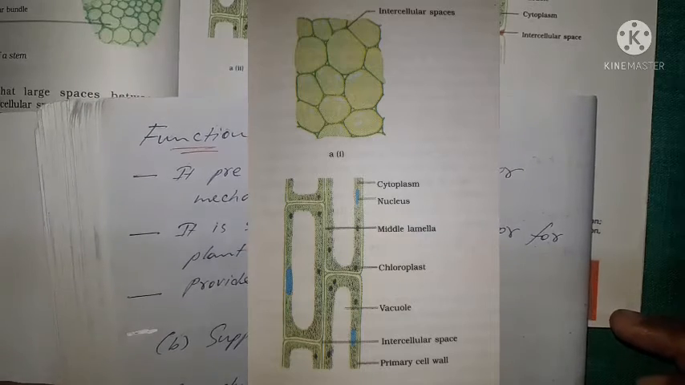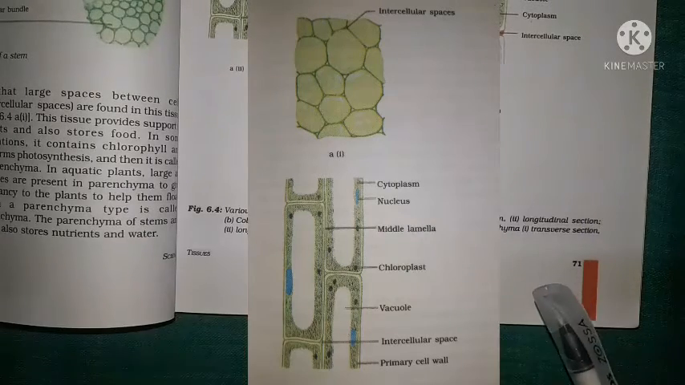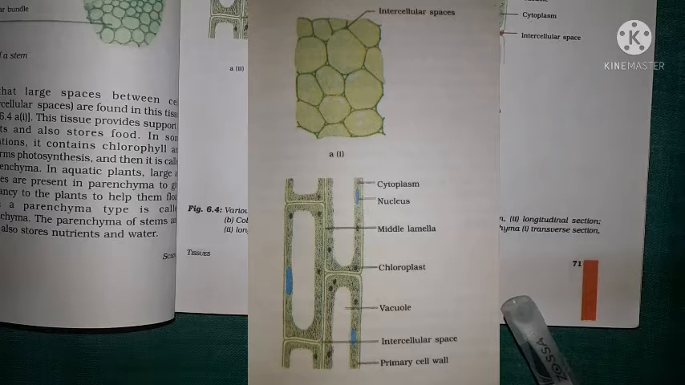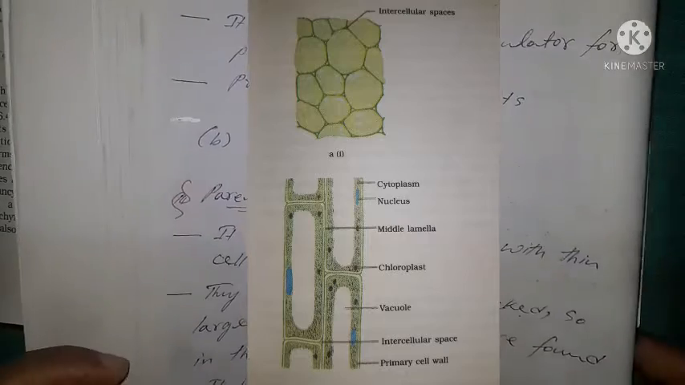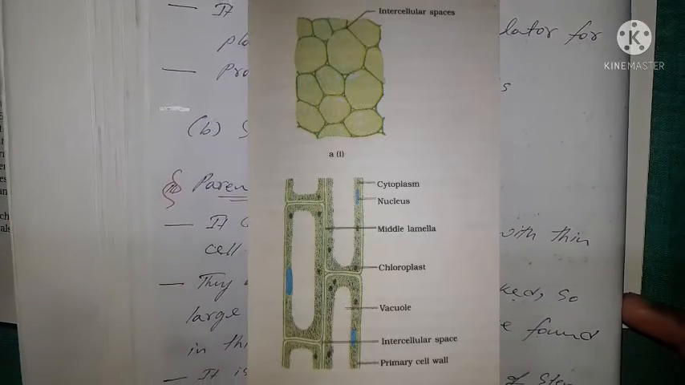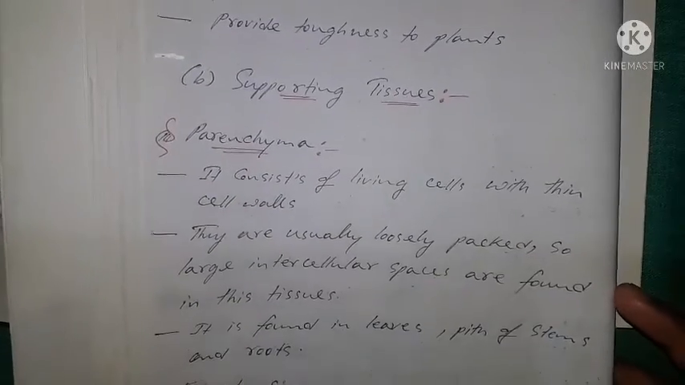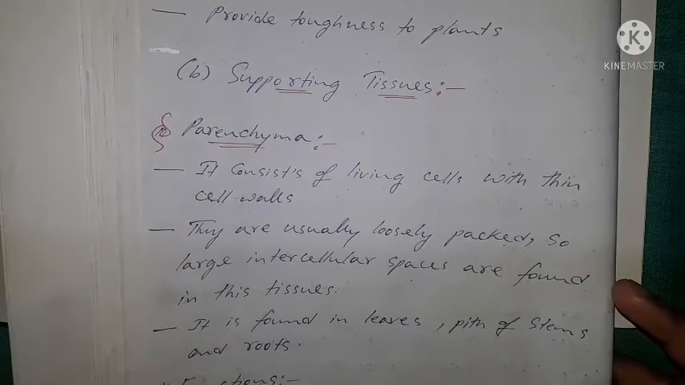As you can see in the picture, the first picture is of a stem which is cut in a transverse manner, and the second picture is of a stem which is cut in a longitudinal manner. That means the first picture is of a transverse section and the second picture is of a longitudinal section. So it is found in leaves, pith of stems, meaning inside the stems, and roots.